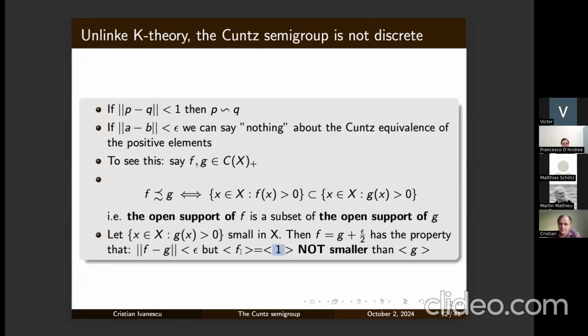On the other hand, if we look at G, this F is never going to be equivalent with G, simply because my G, by the assumption, was strictly positive on some small set. So we can never get this type of inclusion between the constant function and G. So long story short, I'm showing here that if A and B are close, and epsilon can be any arbitrarily small number, we cannot expect that these are going to be equivalent in the sense of Cuntz.